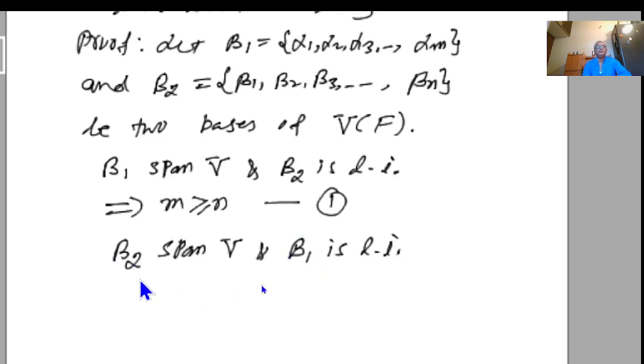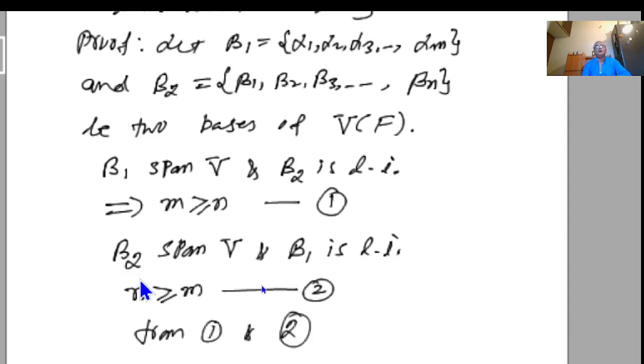What is the number of elements in B2? It is nothing but n. We have n greater than or equal to the number of elements in B1. The number of elements in B1 is m. I take this as, say, 2. So that is here. Now we can write from 1 and 2.